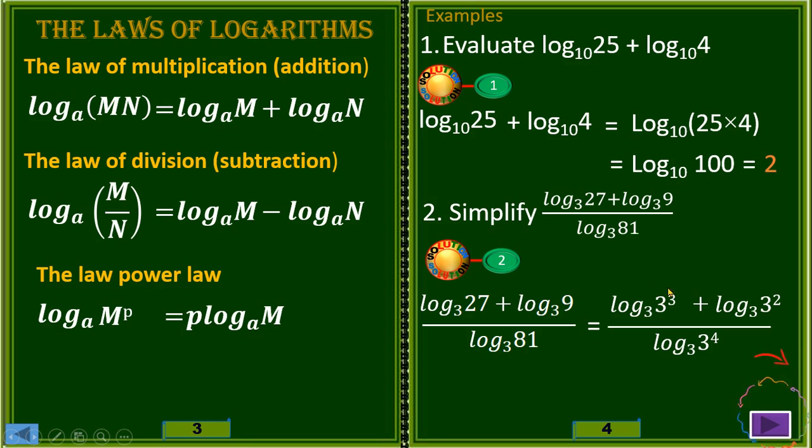We can now apply the law number 3, the power law of logarithm. Applying the power law of logarithm in simplification of this log, we are now going to have the numerator as 3 log 3 base 3 plus 2 log 3 base 3. For the denominator, we are going to have 4 log 3 base 3. We are going to continue the solution in the next slide.